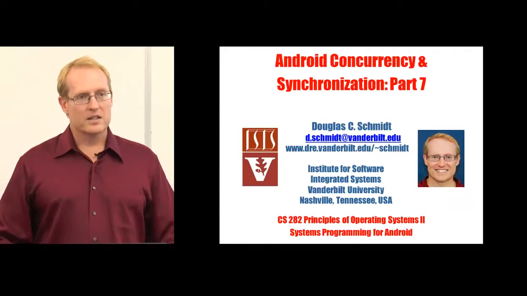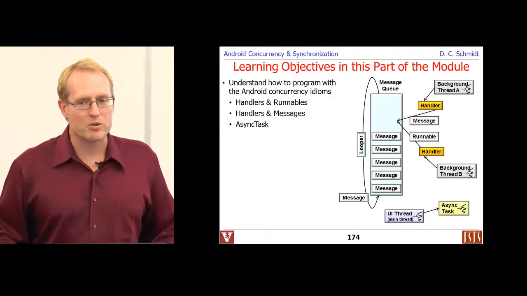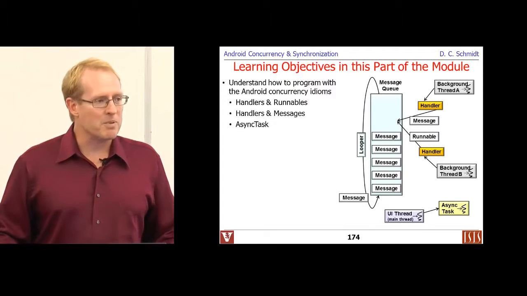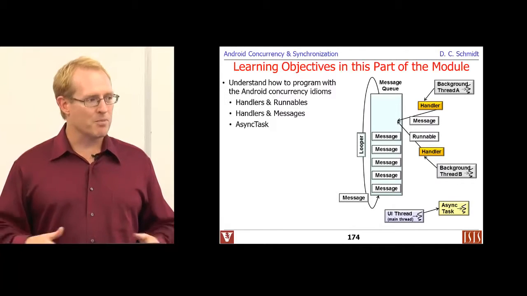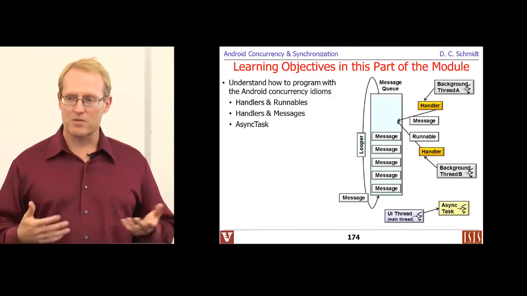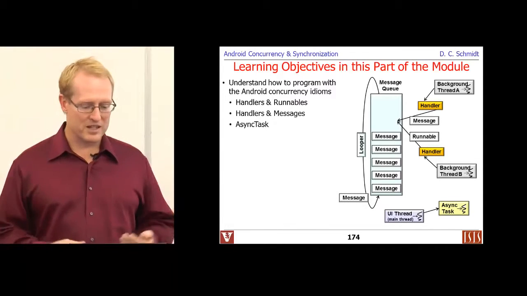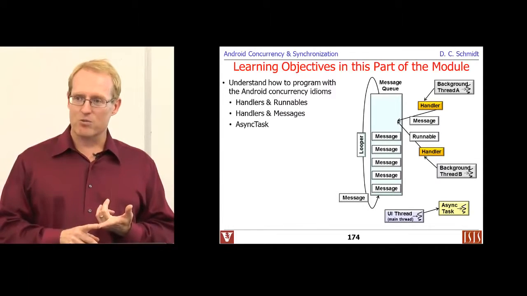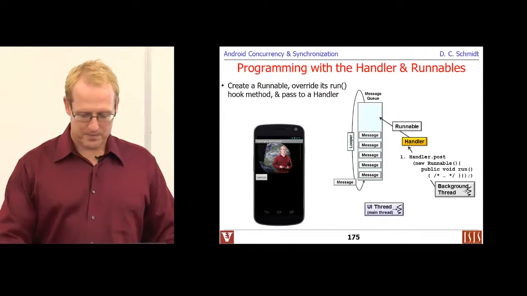All right. Next section kind of picks up where the last one left off. So the last one was really more about the building block pieces that Android provides in order to be able to implement these different concurrency mechanisms, these different models of concurrency. We're now going to talk more about how to program these things. And we're going to look at three of them: handlers and runnables, handlers and messages, and async tasks.